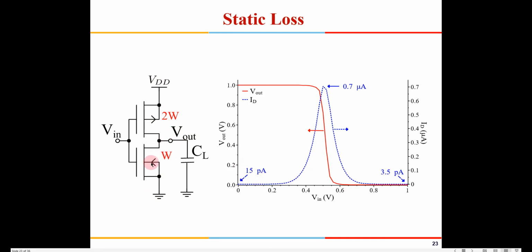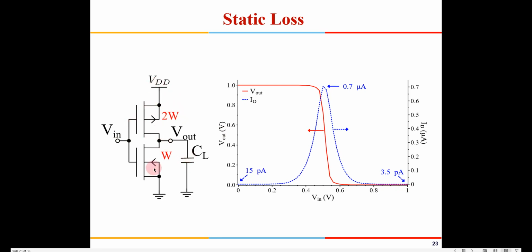Now this NMOS should be off, but it is taking some 15 picoamperes of current in this particular simulation result. Similarly, when the input is 1, VDD is also 1, since this is 45 nanometer technology, for which VDD is 1. Now when Vin is 1, this is also 1, so this PMOS has to remain off.